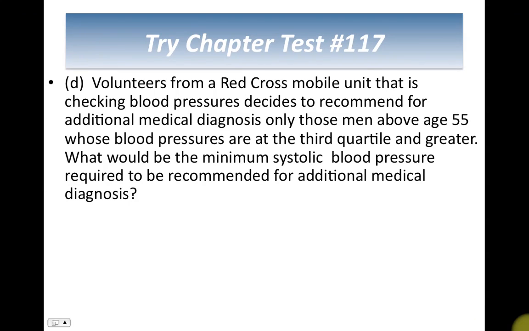Okay, so now we're going to look at a slightly different question. Volunteers from a Red Cross mobile unit that is checking blood pressures decide to recommend for additional diagnosis only those men above age 55 whose blood pressures are at the third quartile or greater. So additional medical diagnosis would be provided for people with higher blood pressures. The third quartile, which we remember from chapter 3, is basically the 75th percentile.